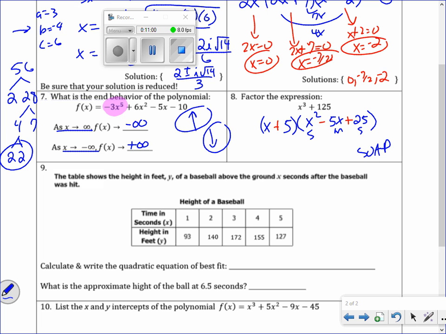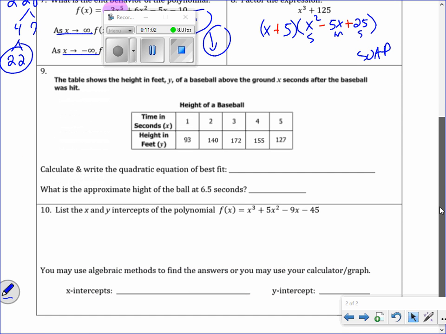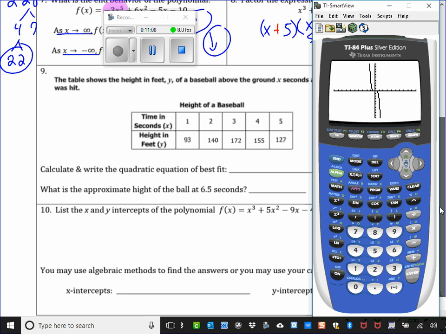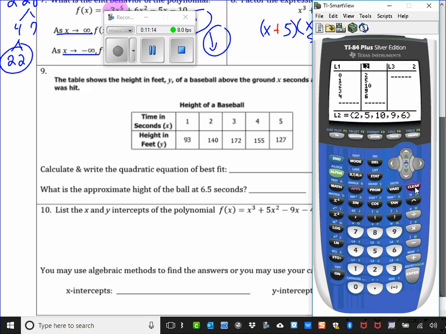All right, number 9 is a throwback to last test. So to do this, these are my statistics. I'm going to grab my calculator and enter this in my data. So stat, edit. I already got some numbers in there, so I'm going to go up, clear and enter, clear and enter. All right, so I got 1, 2, 3, 4, 5. All right, and over here, 93, 140.